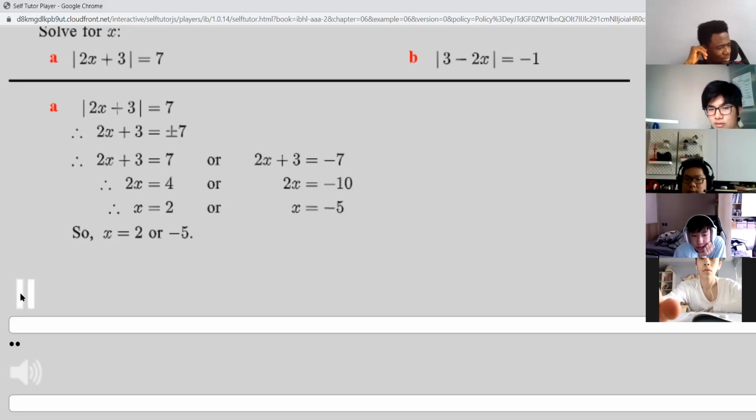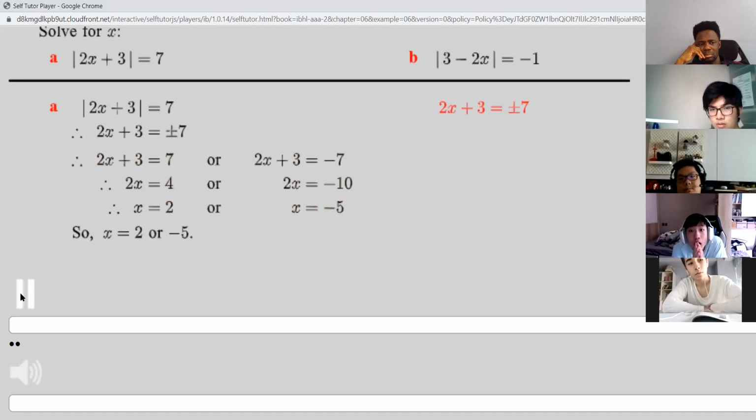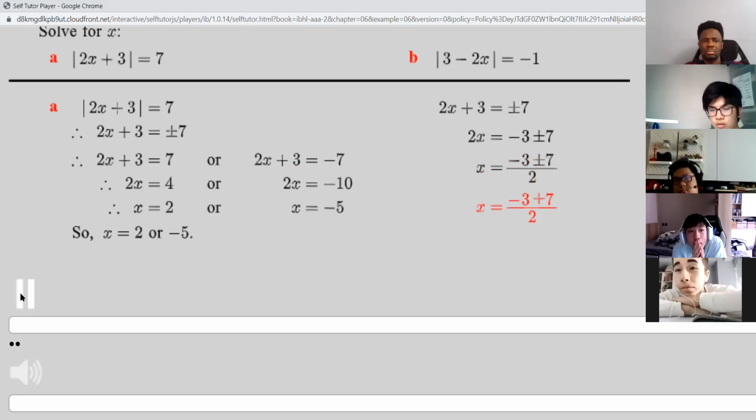Listen to this. Inverse operations to solve both linear equations. With care, we can keep just the one equation and perform the inverse operations just once. We subtract 3 from both sides, then divide both sides by 2. So, x is minus 3 plus 7 all over 2, which is 2, or minus 3 minus 7 all over 2, which is minus 5. This method requires careful thought, but may save you some writing.